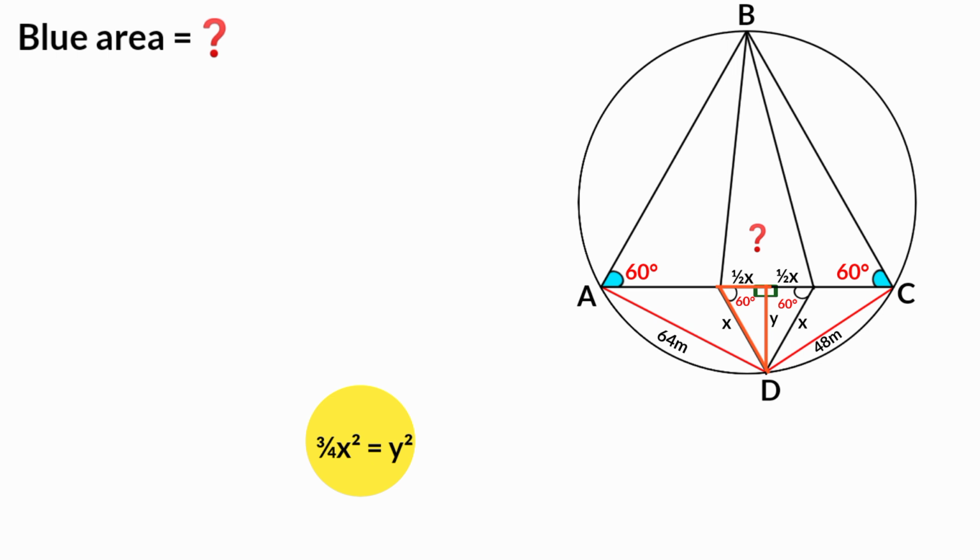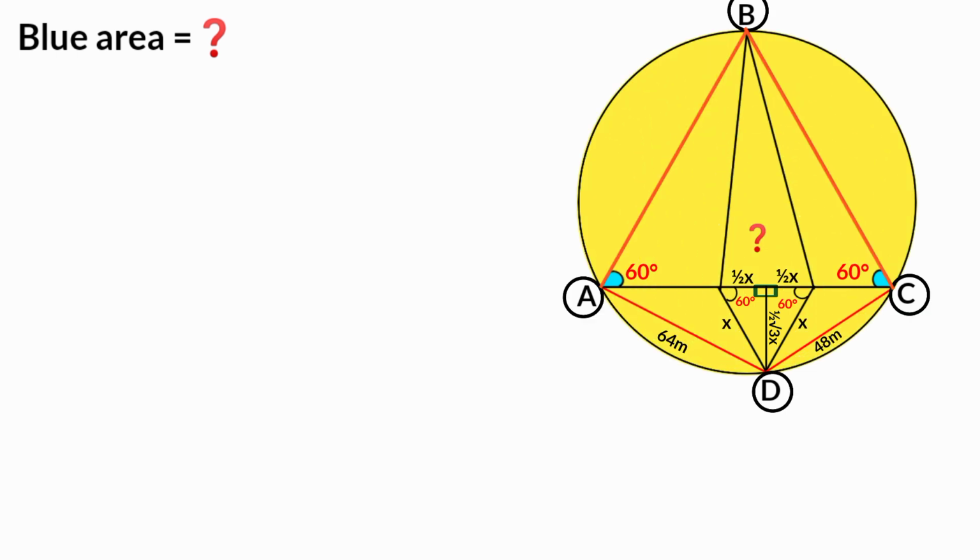Let's transpose now. y squared equals 3/4 x squared. Take the square root of both sides. Here the square root of y squared is y, while here the square root of 3/4 x squared is root 3 over root 4 times root x squared. Root 4 is 2, while the square root of x squared is x. Root 3 over 2 times x is 1/2 root 3 x. So y equals 1/2 root 3 x. That is, this y here is 1/2 root 3 x.